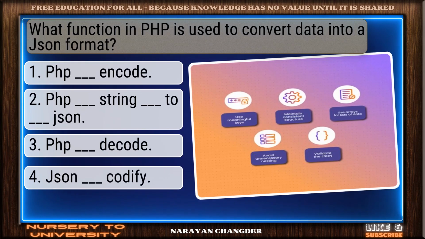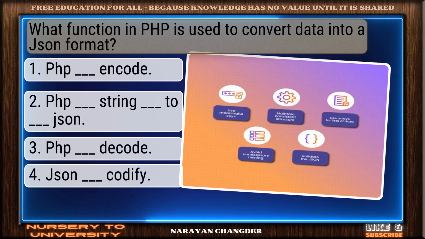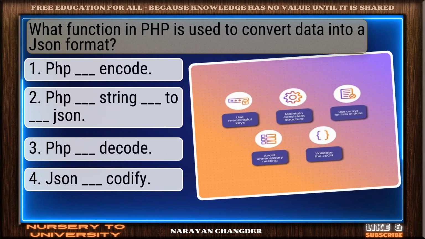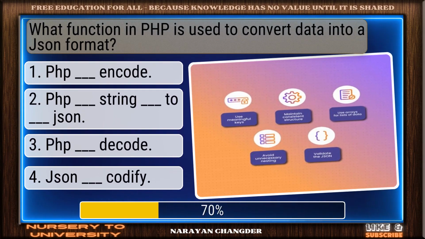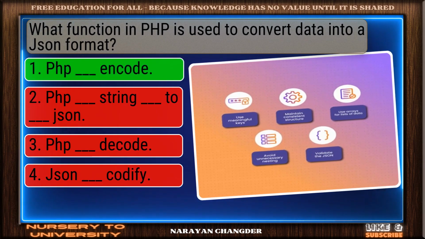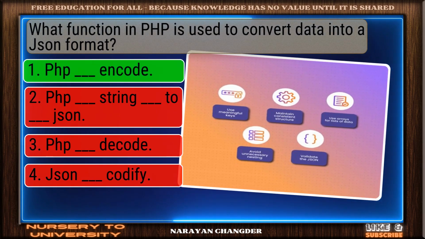Question number 16. What function in PHP is used to convert data into a JSON format? Perfect. json_encode is the correct choice.